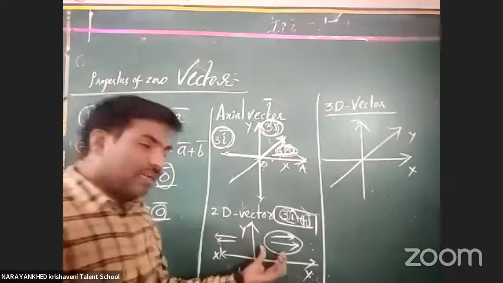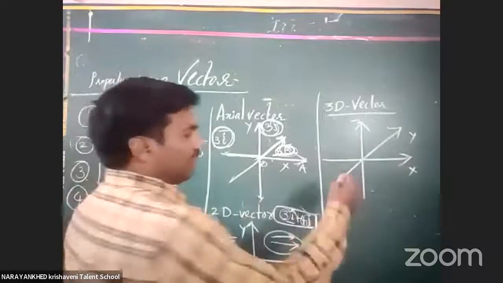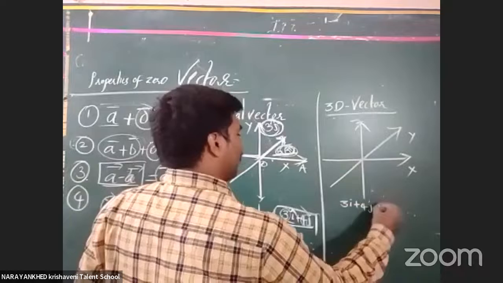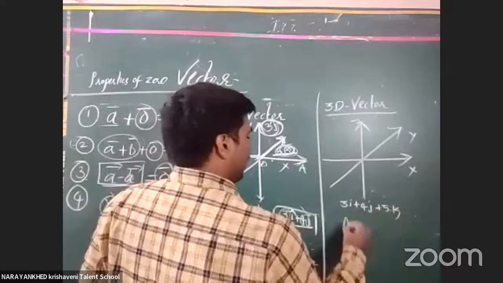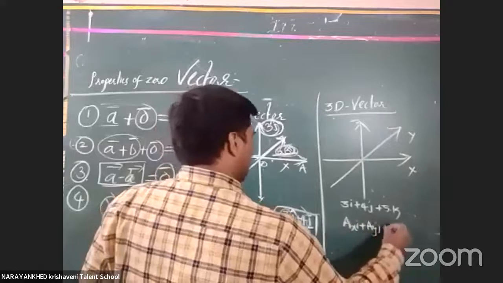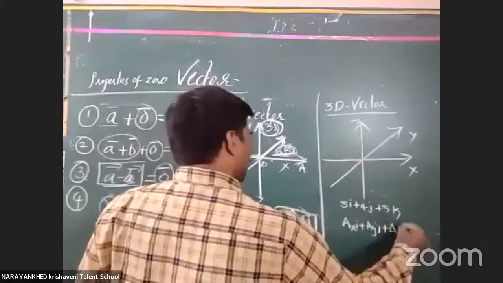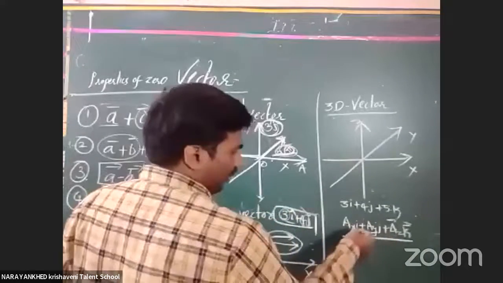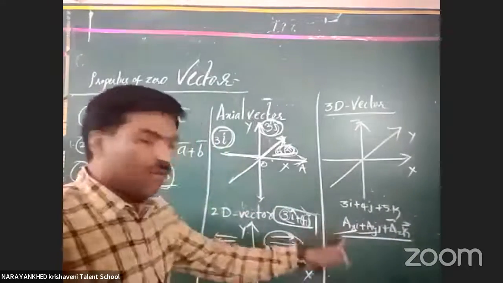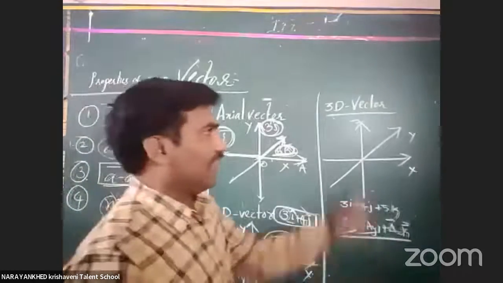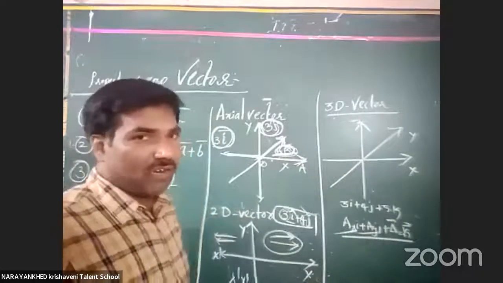Yes, under different planes. Suppose you take a 3D vector, it contains three components: 3i plus 4j plus 5k. It means a x i plus a y j plus a z k. That is the x-axis component, y-axis component, and z-axis component. When three components are there, that is called a three-dimensional vector.